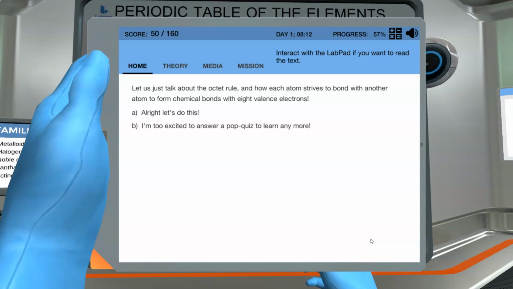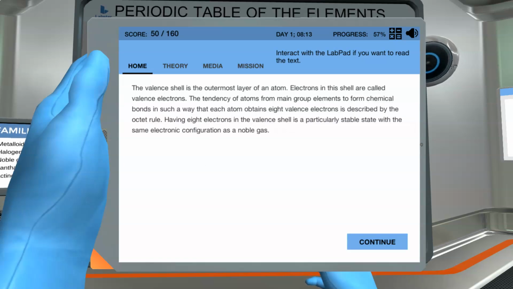Let us just talk about the octet rule, and how each atom strives to bond with another atom to form chemical bonds with 8 valence electrons. The valence shell is the outermost layer of an atom. Electrons in this shell are called valence electrons. The tendency of atoms from main group elements to form chemical bonds in such a way that each atom obtains 8 valence electrons is described by the octet rule. Having 8 electrons in the valence shell is a particularly stable state with the same electronic configuration as a noble gas.